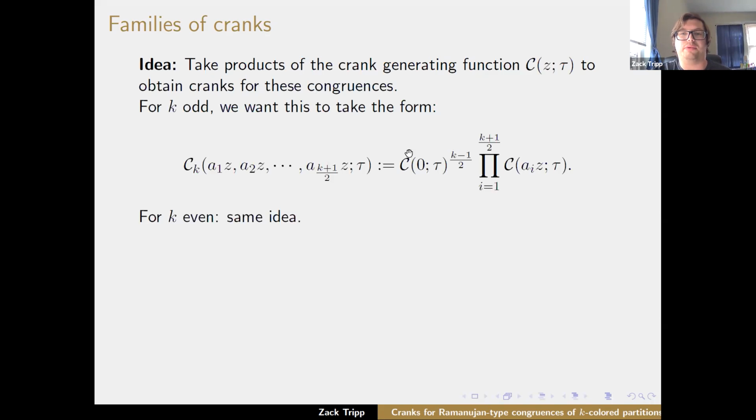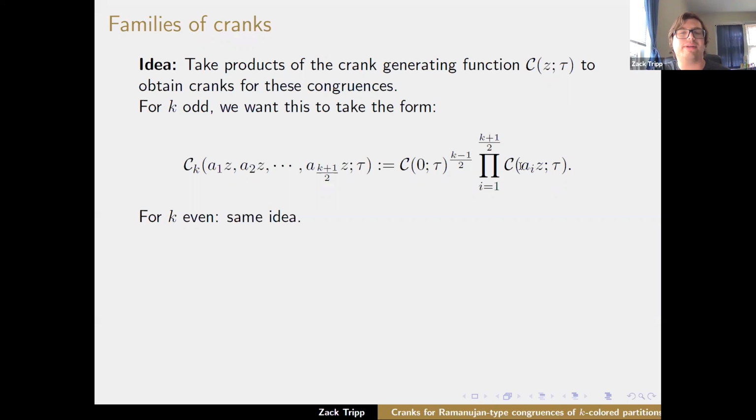Essentially what we want is to choose the right number of cranks with just z equals 0 or zeta equals 1 plugged in, which is just the partition generating function, as Ian mentioned, and then a certain number of crank generating functions where we have some multiple of z. In other words, you're choosing the right powers of zeta.